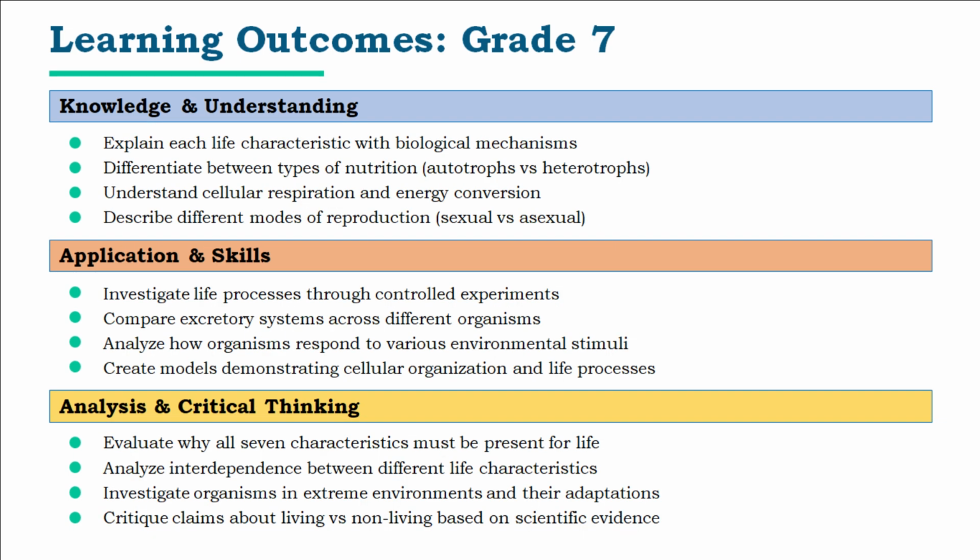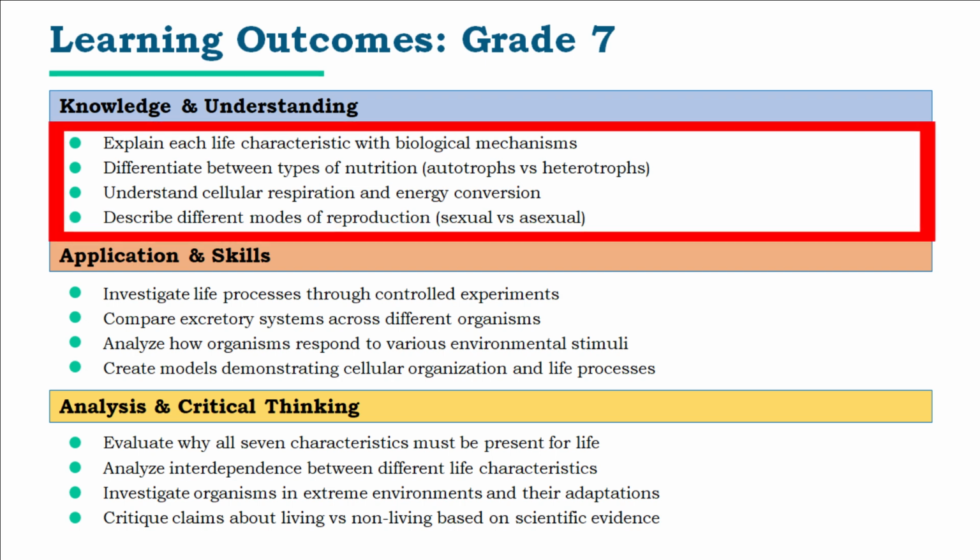Learning outcomes for Grade 7. For knowledge and understanding, the learning outcomes are that Grade 7 learners explain the characteristics of life using biological mechanisms. They differentiate types of nutrition, understand the process of respiration, and describe sexual and asexual reproduction.